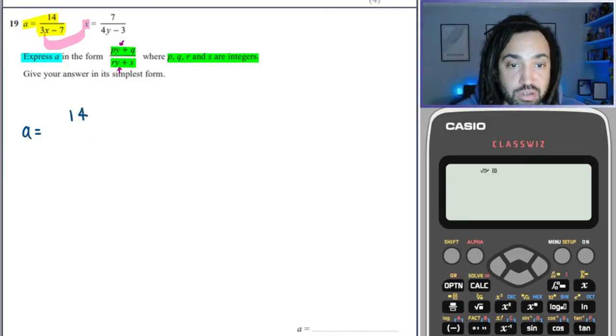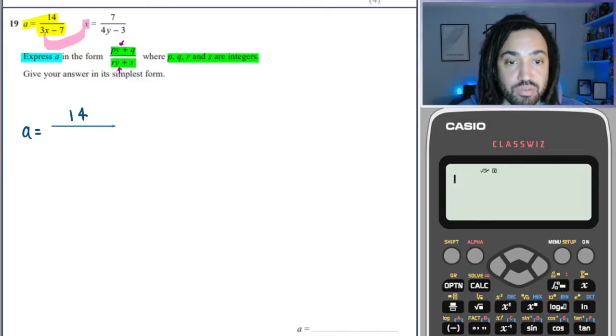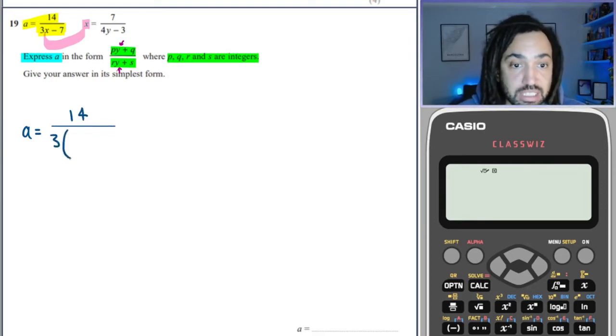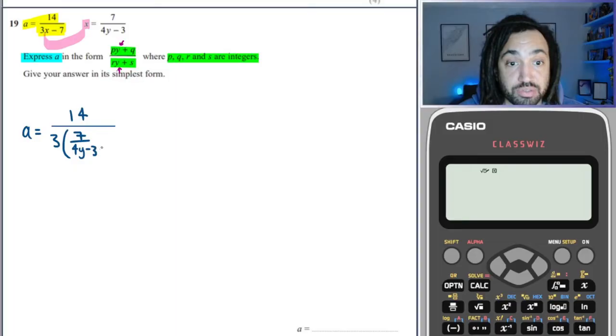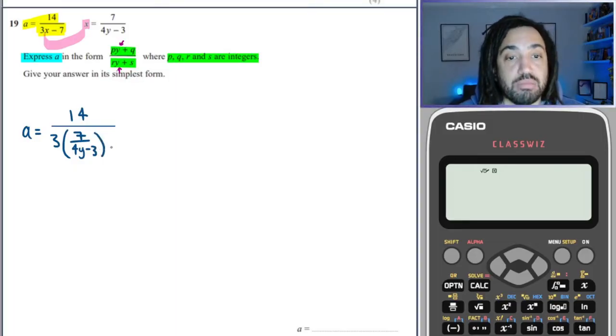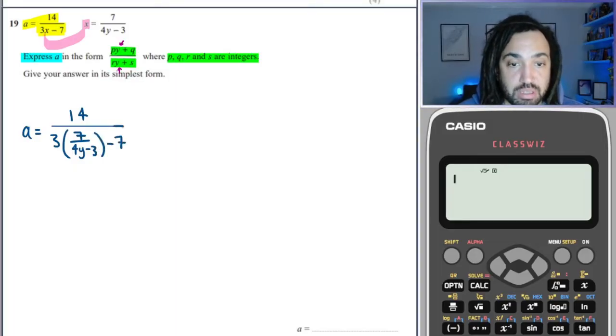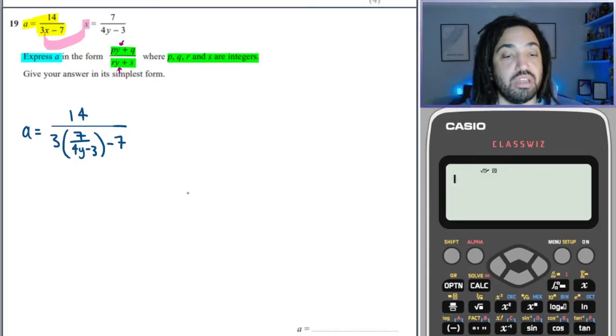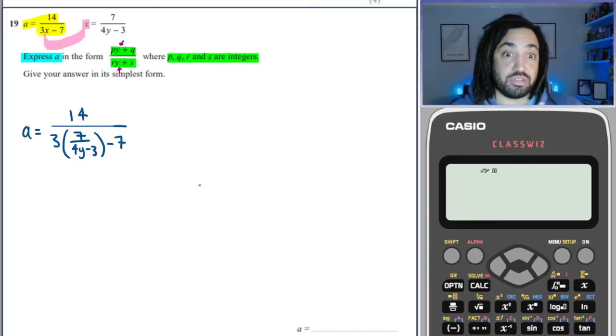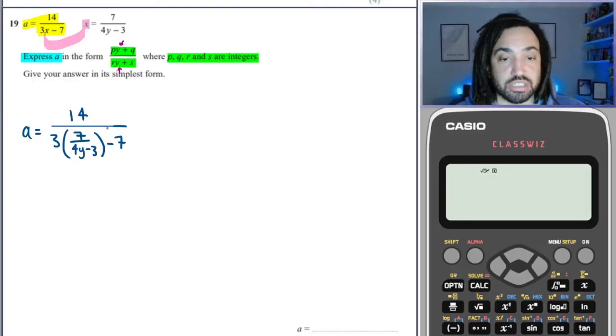So we're going to write it out as 14 over 3, and we're replacing the x because we don't want x's. We want it instead with what x is equal to, which is 7 over 4y minus 3. And then minus 7 because of the minus 7 here. Okay, so this looks confusing because we've got a fraction in a fraction.